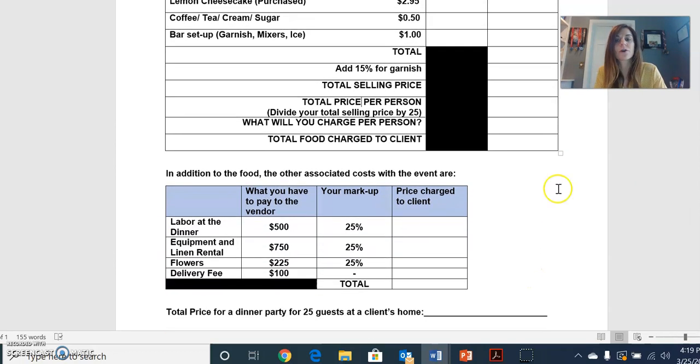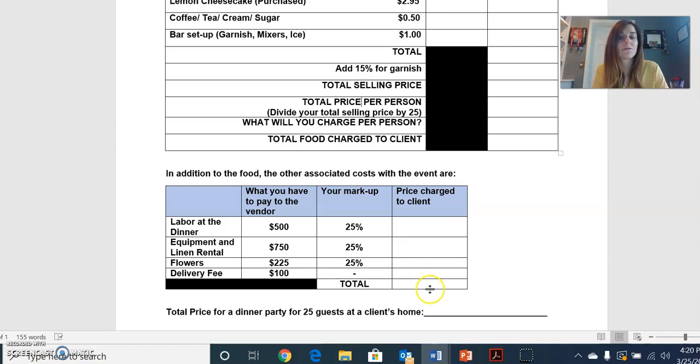Scrolling back down, these are your other associated costs that you're going to have. So you figured out that you have to pay $500 for your labor, $750 for rental, flowers, delivery, whatever it may be. And your markup is going to be 25%. So once again, you're going to have to figure out what 25% is of 500 and then add it back on and then develop a price that you're going to charge to the client. Remember, this is where you're hiding your fees. This is basically where you're covering all your operational fees, as we discussed.